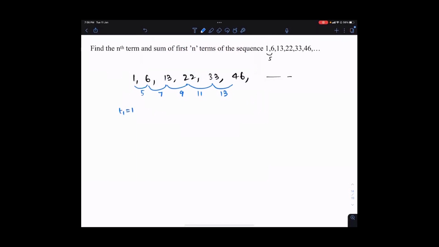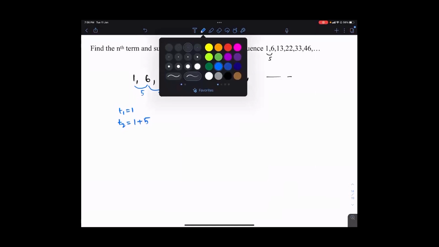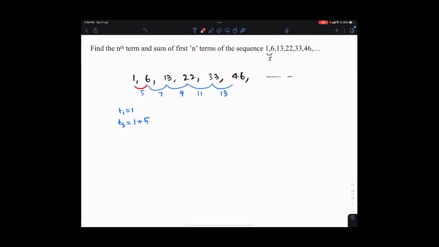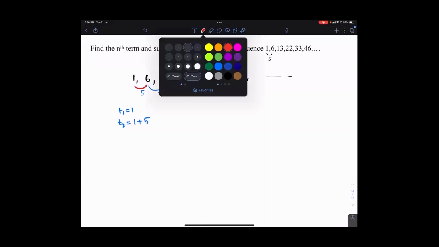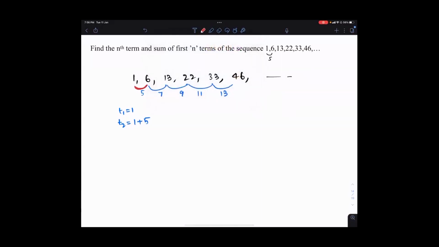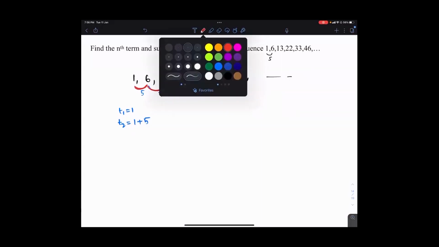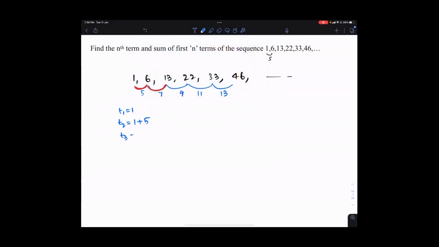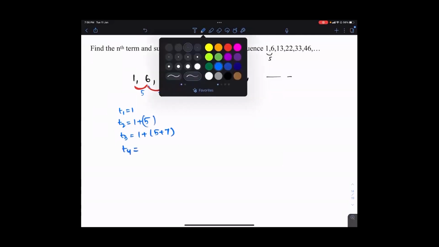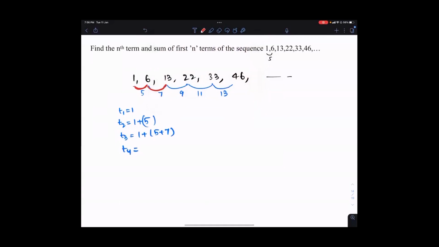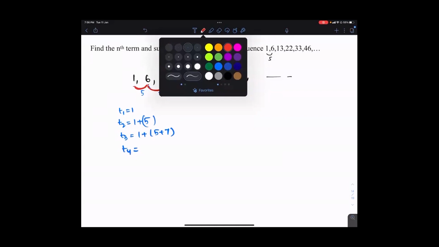Observation. The first term is 1. What is the second term? 1 plus 5. That is 1 plus 5. If I do, I'll get the second term. What will be the third term? 1 plus 5 plus 7. So let me write the third term: 1 plus 5 plus 7. What will be the fourth term? 1 plus 5 plus 7 plus 9. If you do, I'll get the fourth term. Correct?